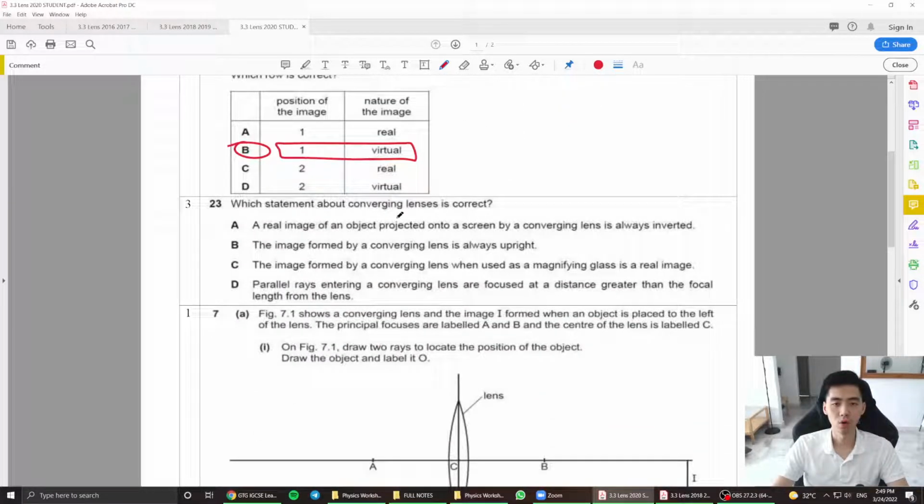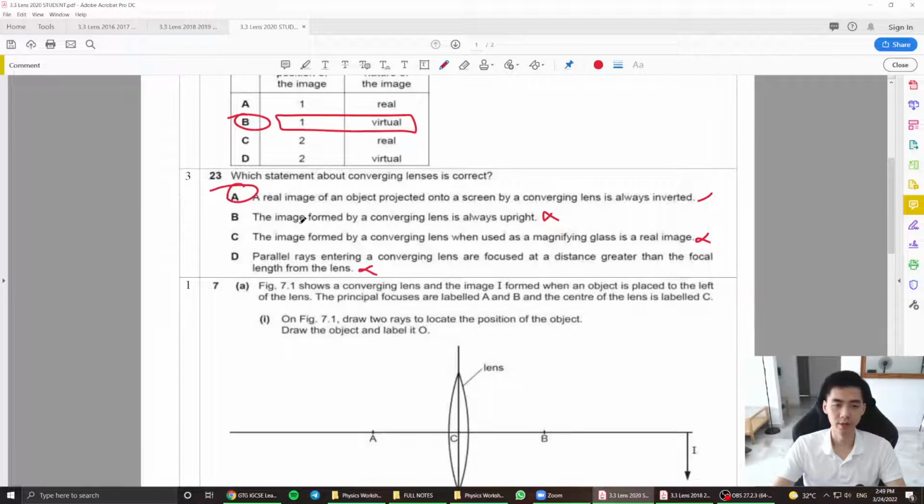Which statement about converging lens is correct? A real image of an object projected onto a screen by a converging lens is always inverted. Possible. The image formed by a converging lens is always upright. Not possible. Image formed by a converging lens when used is a real image. Not possible. Parallel rays entering a converging lens are focused at a distance greater than the focal length. Not possible. So A is the only answer here.